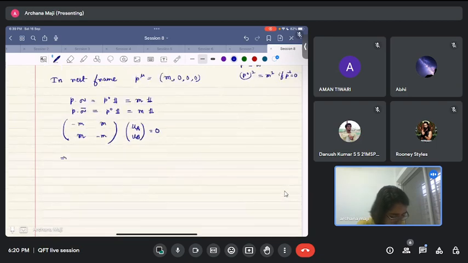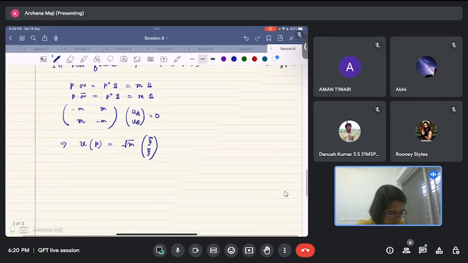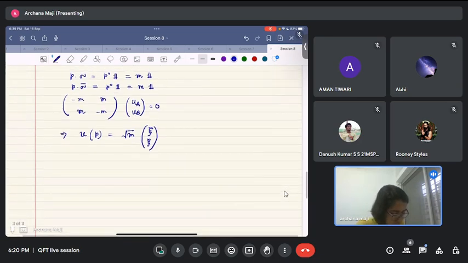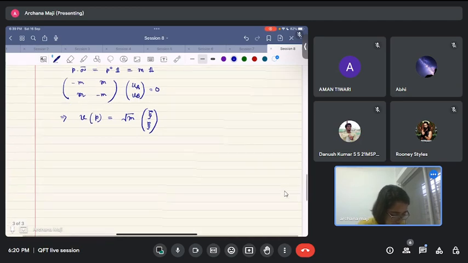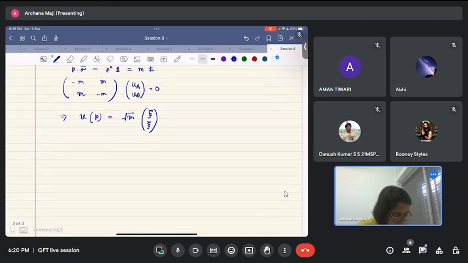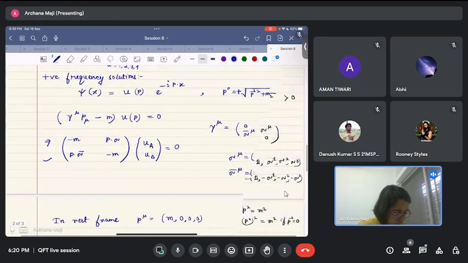So that means you get UA equal to UB. So the solution, spinor, square root M is a normalization as per Peskin's book. We are following that normalization. So UP is square root M, xi, where xi is an arbitrary 2-component spinor. Okay. So this is what we discussed last time.